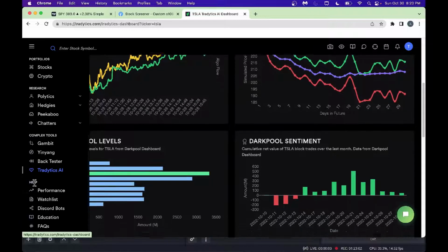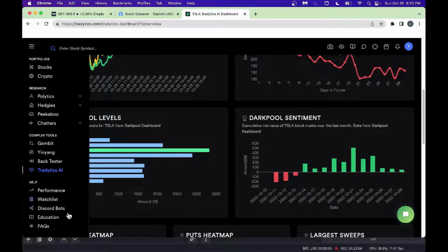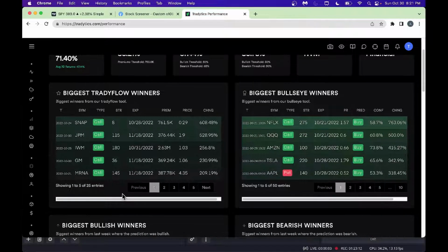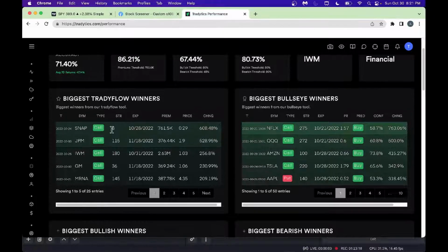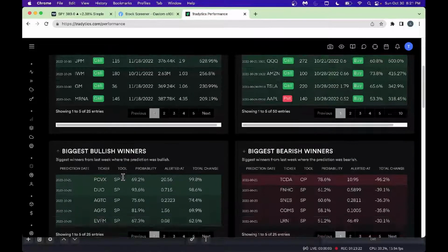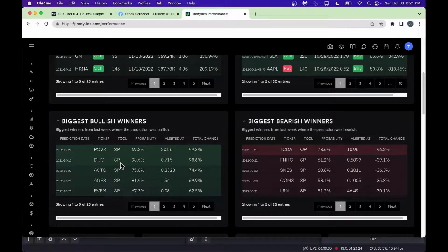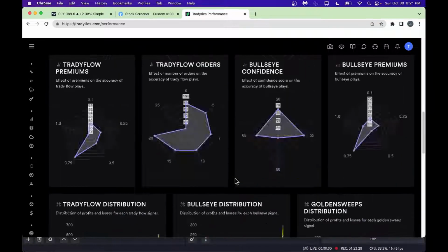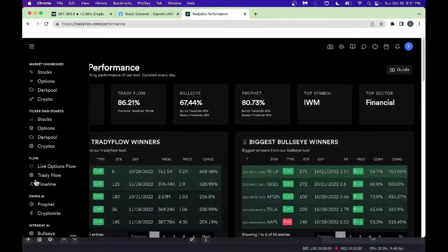All right, so let's jump in here. Probably we're almost done. They got a few more things going on here, performance, watch list, and so on and so forth. Let's click on performance here. It kind of tells you the biggest winners and biggest bullseye winners. You can also play along with it. Snap, of course, has done well of late here. You could play along here and see what are the big winners, big bearish winners, and go from there. We'll wrap it up here.